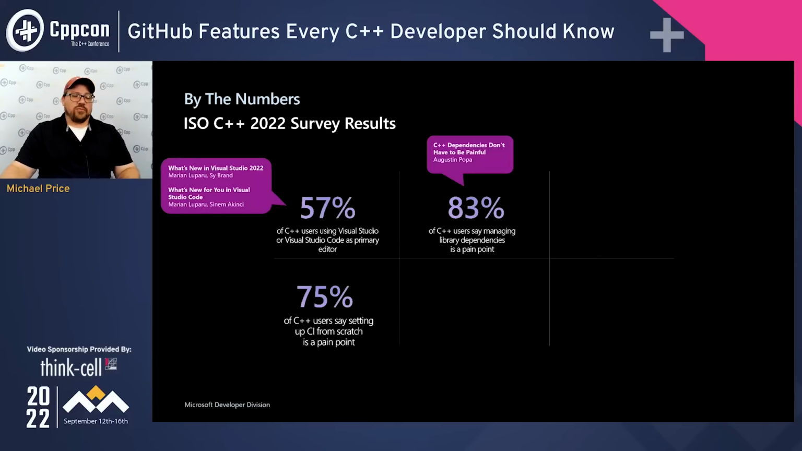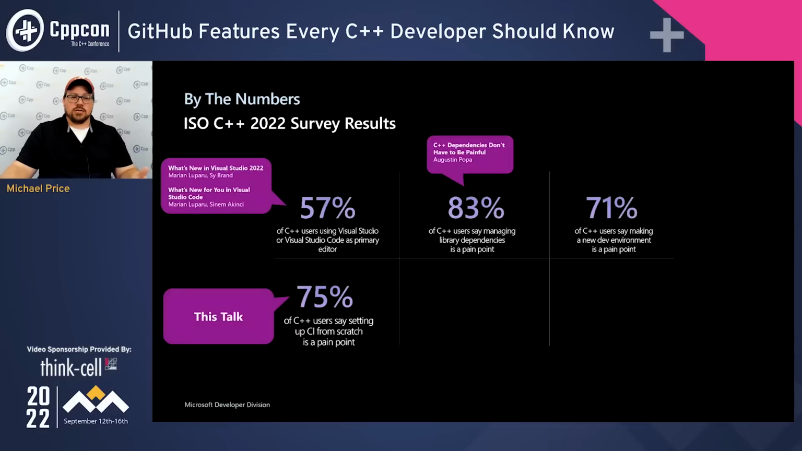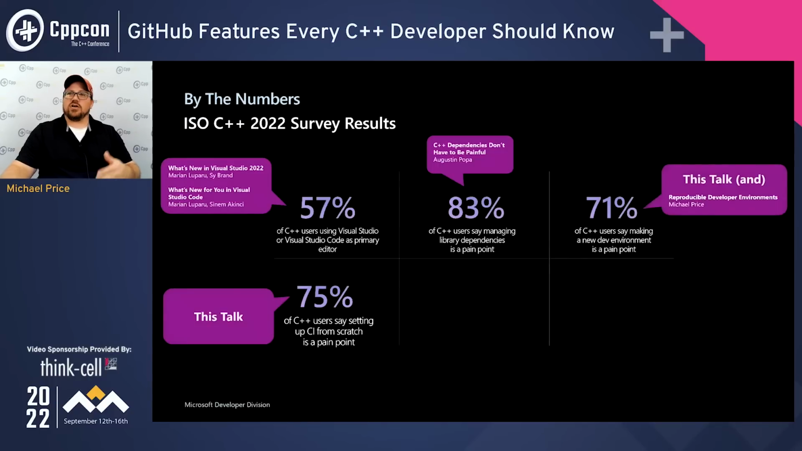Also, 75% of users say that setting up CI, continuous integration from scratch, is a pain point for them. Also a very high number. Well, that's part of this talk. And 71% of users say that setting up a new development environment is a pain point. That is covered by this talk and a talk that I did yesterday earlier in the conference, Reproducible Developer Environments.